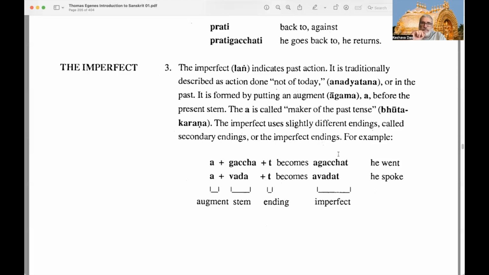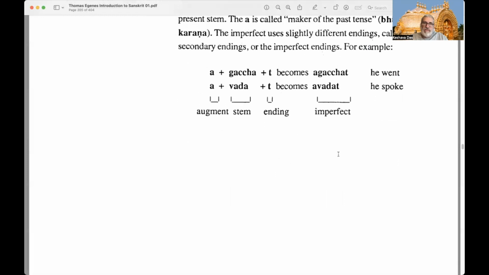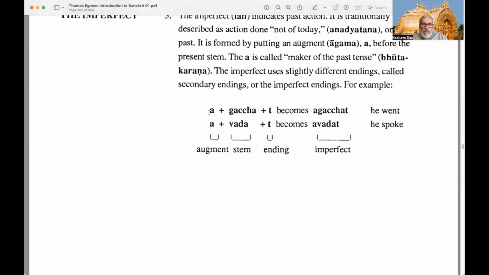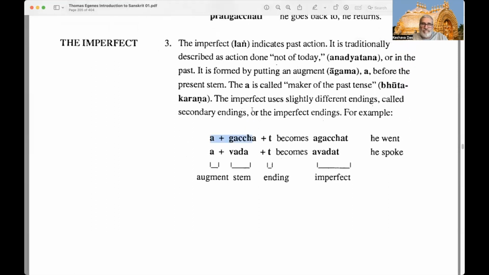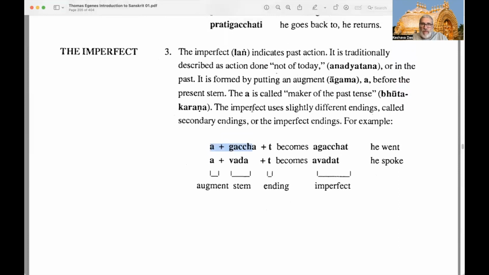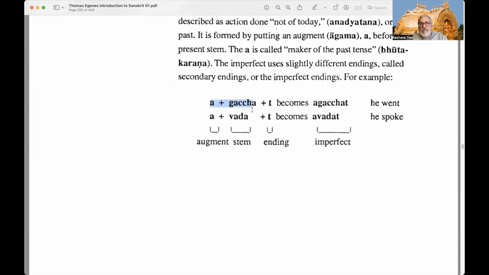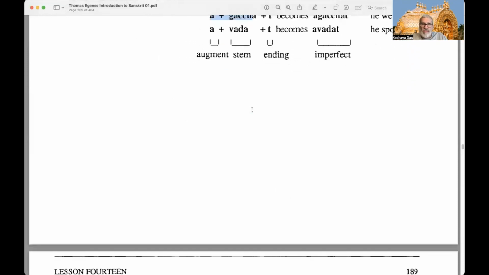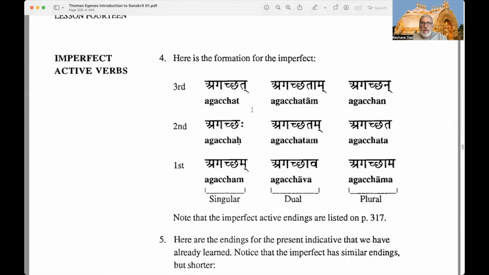For example, a plus gacha plus t becomes agachat, he went. A plus vada, to speak, plus t becomes avadat. Okay, so this augment is placed before the stem, before the present stem. That's the marker, it is put before the present stem. Excuse me if I said it was after the present stem. Okay, so here we go.